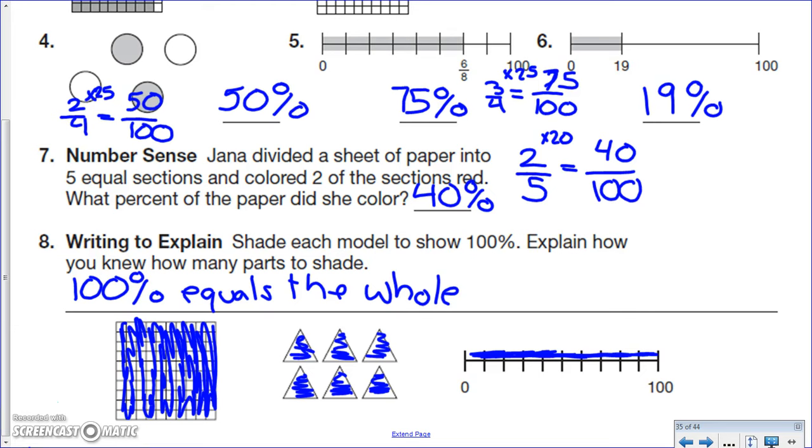So please make sure you have all of the work copied down and then glue this page in your math notebook.